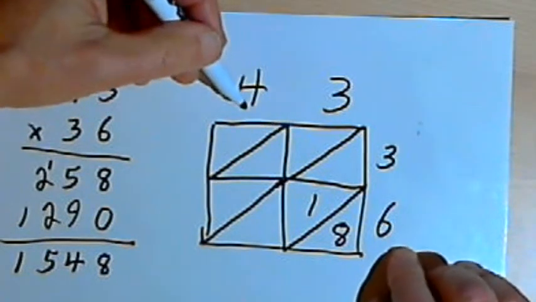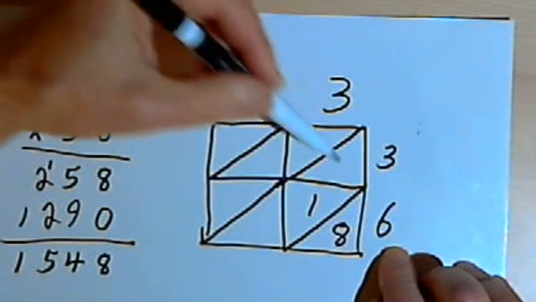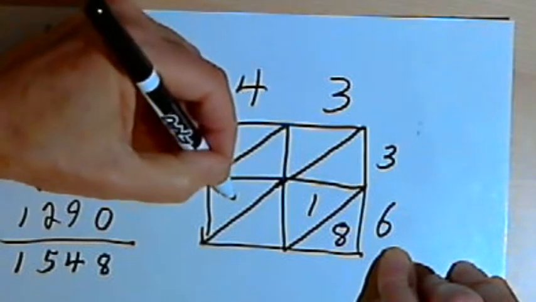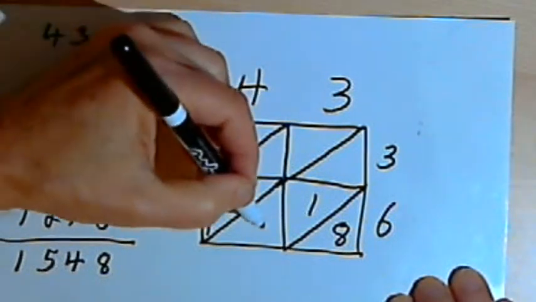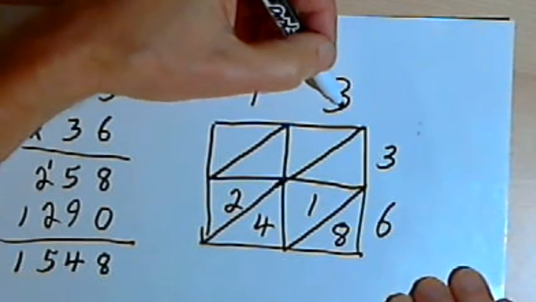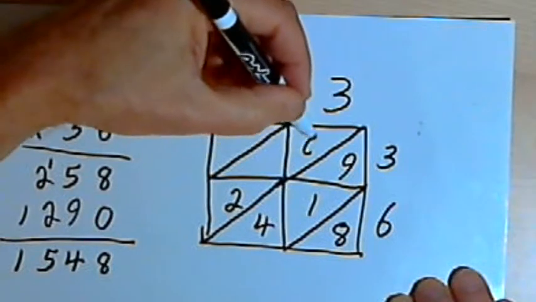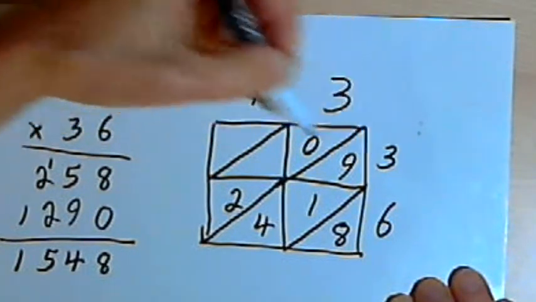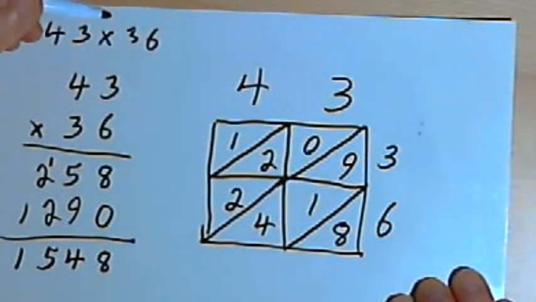I'm going to do the same process every time I have a number that's bigger than 9. So when I multiply 4 times 6, I've got a 24. I'll write the 2 in the upper diagonal and the 4 in the lower diagonal. 3 times 3 is just 9, so I can write that 9. I'll put a 0 in the upper half of the box. And 4 times 3 is 12, so I'll write that as a 1 and then a 2.